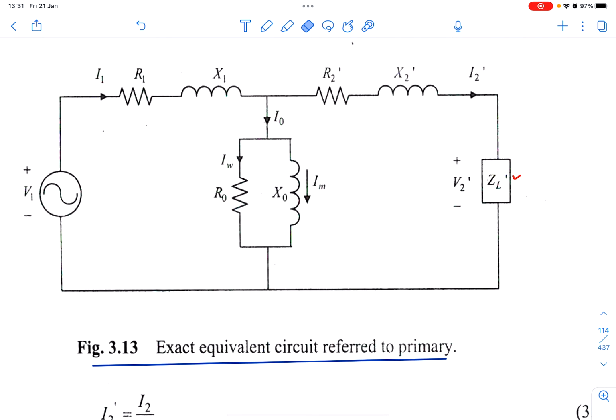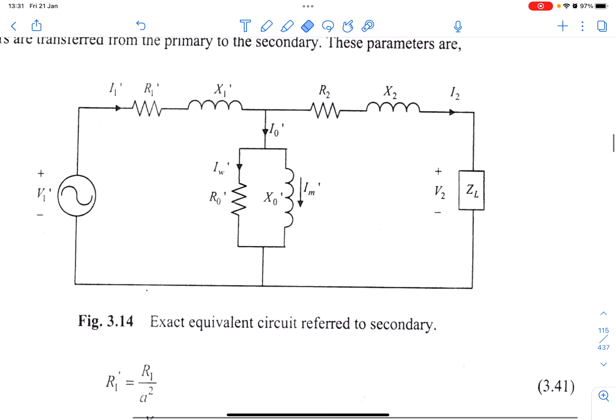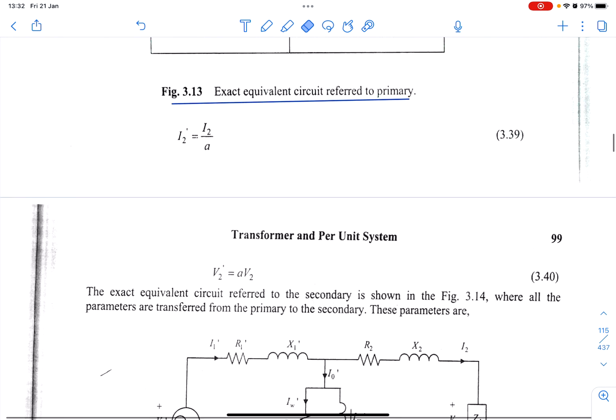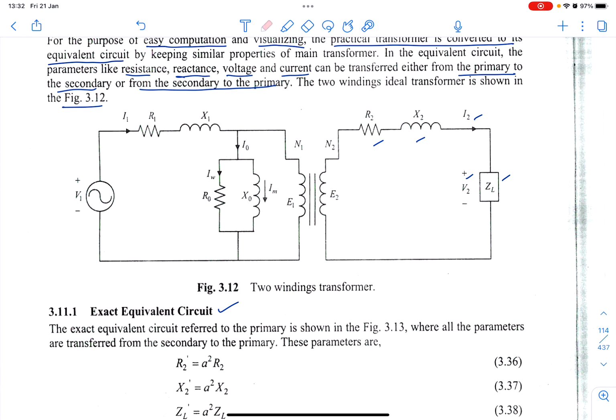Similarly, if you look at this figure 3.14, all the parameters from the primary, the V1, I1, R1, X1, I0, IW, R0, X0, IM are transferred from the primary to the secondary. I believe you already know, based on the previous lecture, what the rules are on how to transfer all these parameters from primary to secondary, or from secondary to primary.